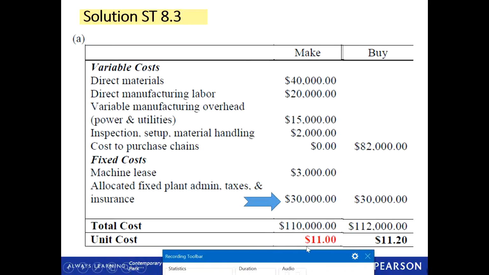Very important. So the per unit cost is not 11. It should be 11.2 because this fixed cost is there. These costs will be gone, but this cost will be there. It is an allocated fixed cost for plant, administration, taxes, some insurance cost, right? It is there. You cannot avoid this cost. So 11.20 is the cost, right?